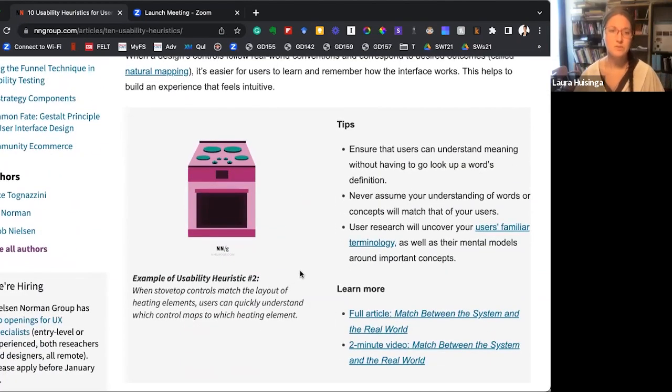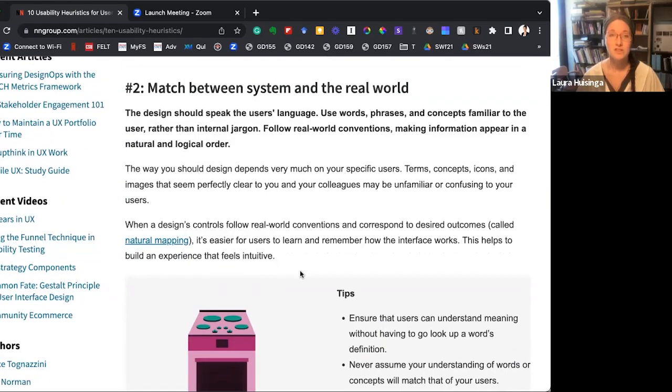So an example of this is when a stovetop's controls match the layout of the heating elements, users can quickly understand which controls map to which heating element, right? So we're matching the system and the real world. It's physically easy for me to grab that knob and associate the knob's position to the heating coil's position. An example of what can be tricky is if you're not matching the system to the real world, it's very easy to get confused between the physical control and the location that it is matching with, right?